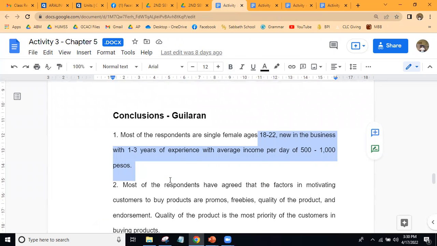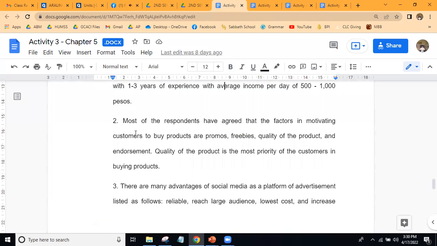So yung pinakamataas na numbers na nag-appear sa ating presentation of data. Okay, so conclusion number 2, most of the respondents have agreed the factors in motivating customer to buy products are promos, previous, quality of the products, and installment. Quality of the products the most priority of the customer in buying product. The quality of the products is the most, no? Take note of the most. So it means ini-emphasize natin ito. Kasi dito tayo magbabase naman sa ating recommendations.